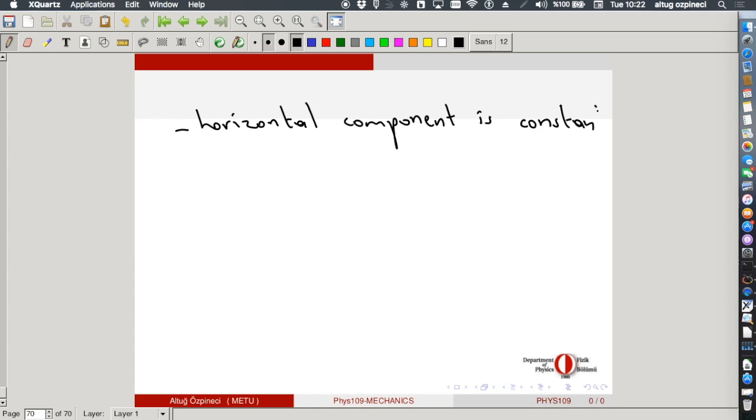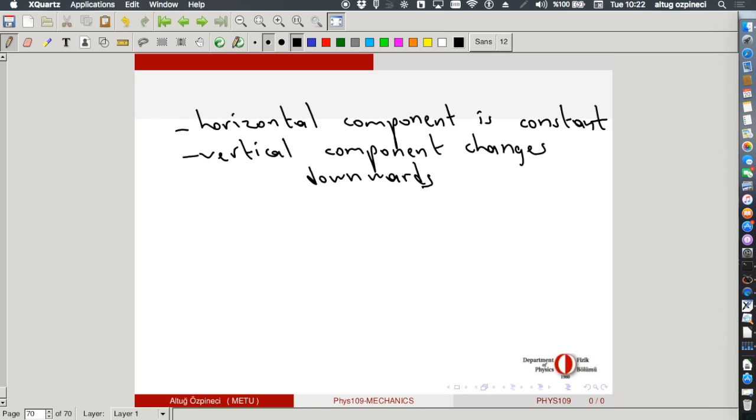So the vertical component changes downwards. What else? There is no one moment that the acceleration is up. Acceleration is always there. Well, different components are independent of each other.